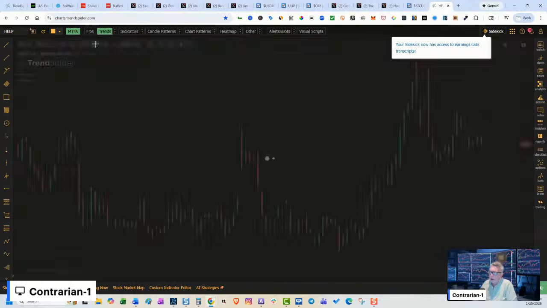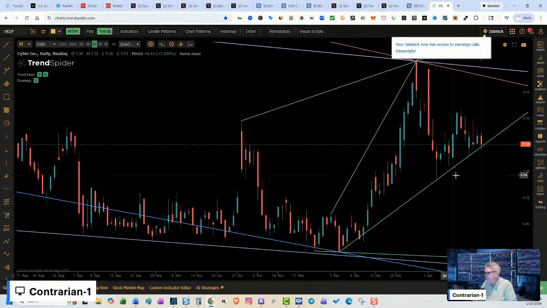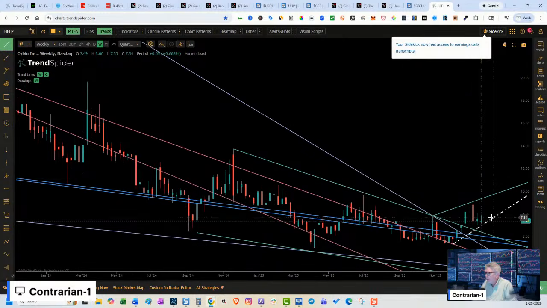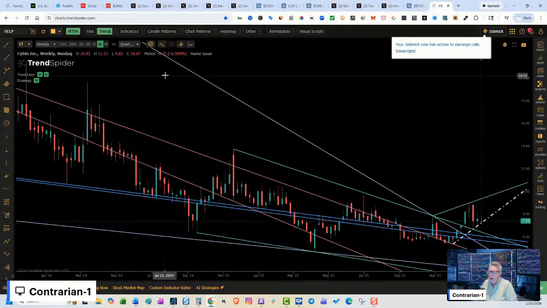I don't know. This thing's kind of in no man's land. I would be okay with putting on a trade here, like a small speculative position, and I do mean speculative. But if we fail to hold 7.13, I would be out. I would add more on a close above $8.18 and ride this rising wedge up higher.